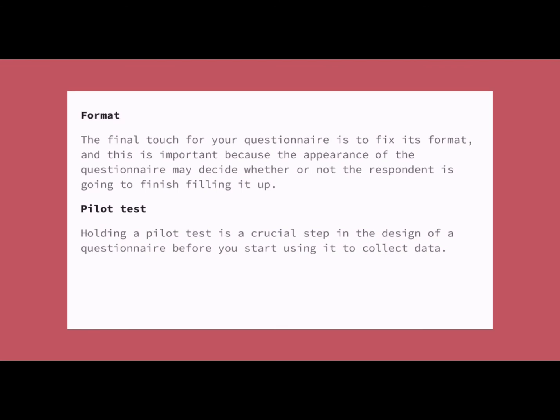So, the final touch of your questionnaire is to fix its format. So, kailangan natin ang questionnaire ay dapat is fixed to its format. This is important because the appearance of the questionnaire may decide whether or not the respondent is going to finish filling it up. So, this is relevant for postal survey. Relevant siya for postal survey.